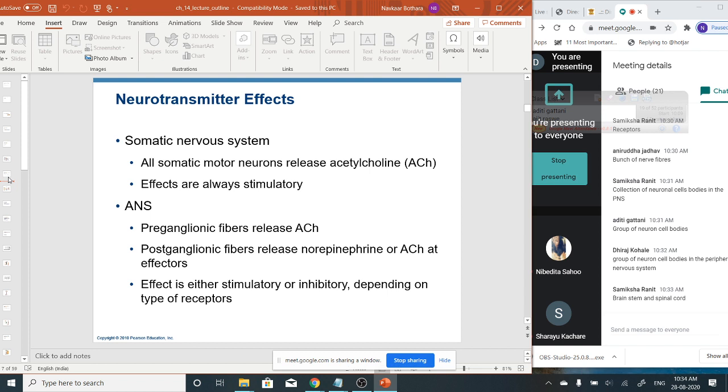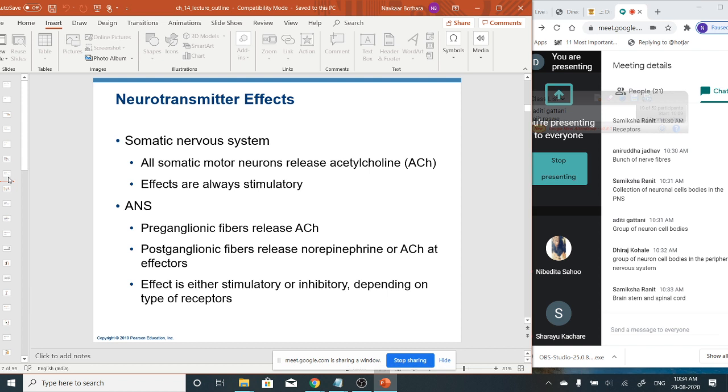Okay. So here all these somatic motor neurons release acetylcholine, AC, which we normally call ACH. The short form is very popularly used and acceptable. And its effects are always stimulatory. In the ANS, all preganglionic fibers release ACH, so ACH acts on the ganglion. Postganglionic fibers release either norepinephrine or acetylcholine at the effectors, and the effect is either stimulatory or inhibitory depending on the type of receptors.